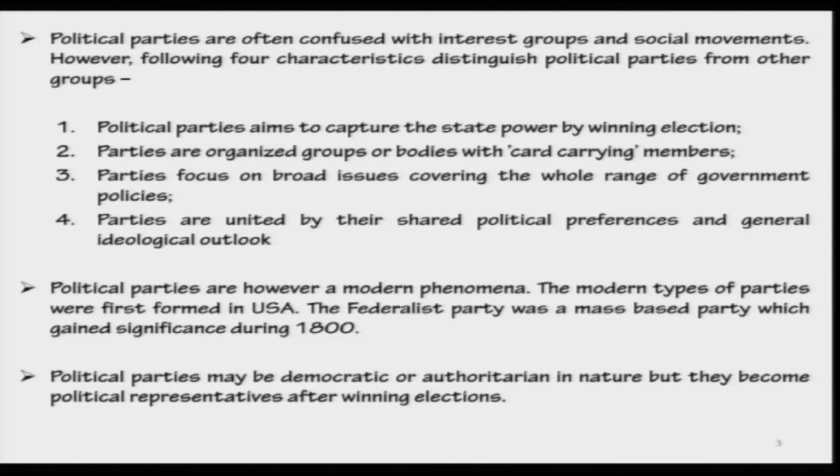The first is that political parties aim to capture the state power by winning elections. So, the other groups that I have discussed, like interest groups or the social movements, while articulating the demands of the people, do not try to capture the state power or to fight the elections. So, they will lobby, they will mobilize the masses, express their demands or make certain demands to the government. However, they will never try to contest the power.